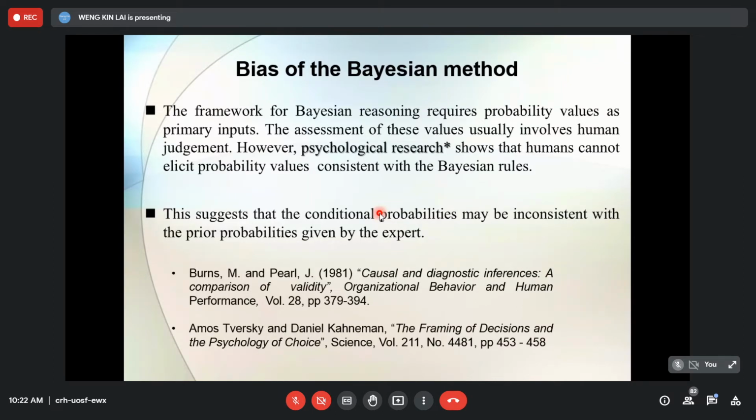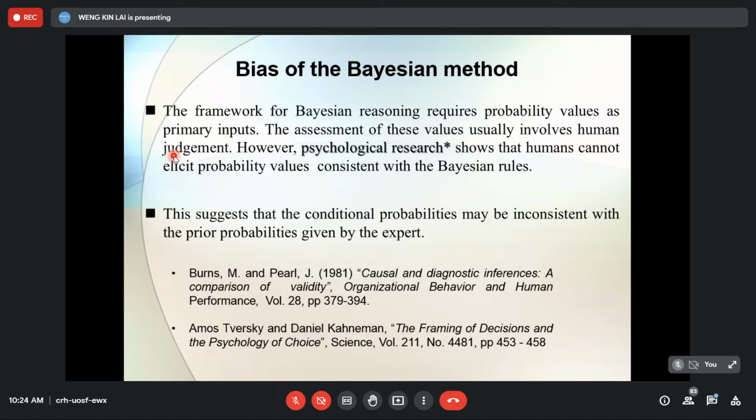The framework, the method that we use for our expert system, is based on Bayesian reasoning. So the framework for Bayesian reasoning requires probability values as primary inputs. So you need to get those probability values from the expert. Again, this goes back to the structure, the form of the team, the main players of your expert system. There are 5 of them, remember? So we need to get those values from the expert, who is a human. So these values given to you involve human judgment. So what's the chance of you doing something? That has to be given by the expert.